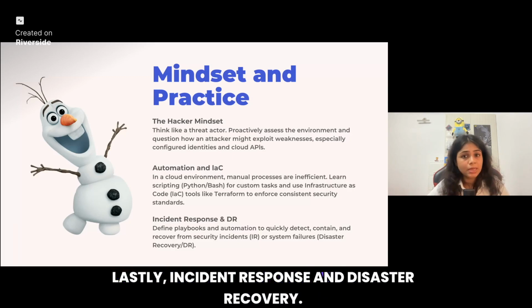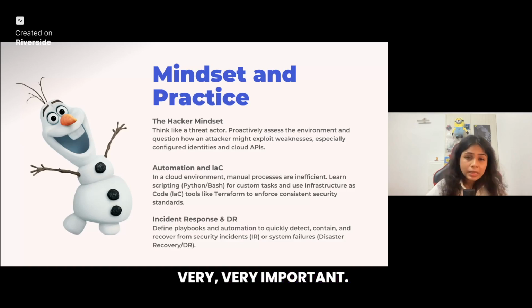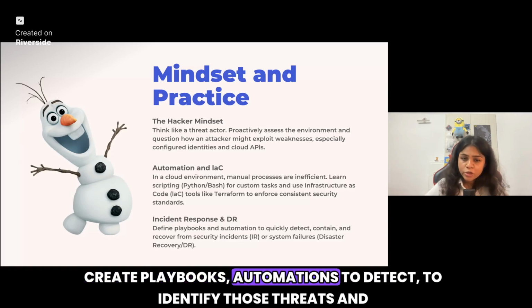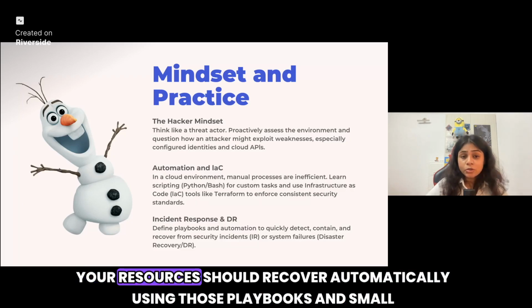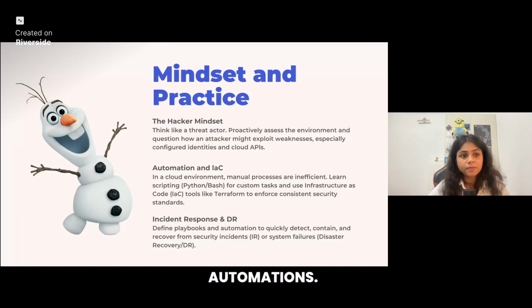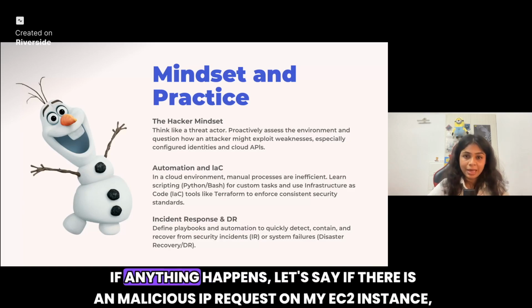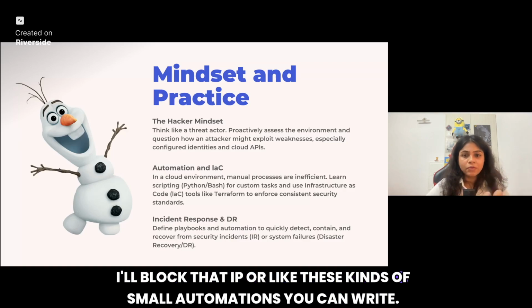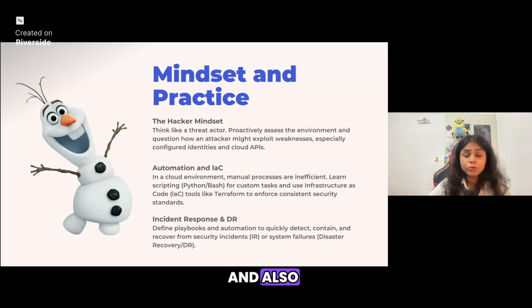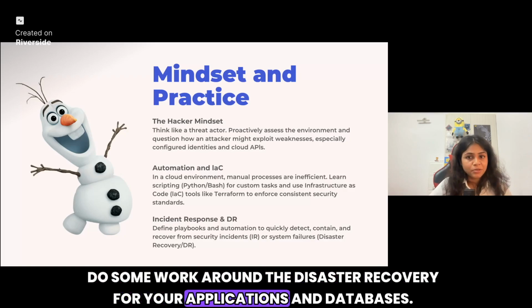Lastly, incident response and disaster recovery. Very, very important. Create playbooks and automations to detect and identify those threats, and your resources should recover automatically using those playbooks and small automations. You can also write automation in serverless to remediate that particular threat if anything happens. Let's say if there is a malicious IP request on my EC2 instance, I'll block that IP. You can write these kinds of small automations. And also do some work around disaster recovery for your applications and databases.